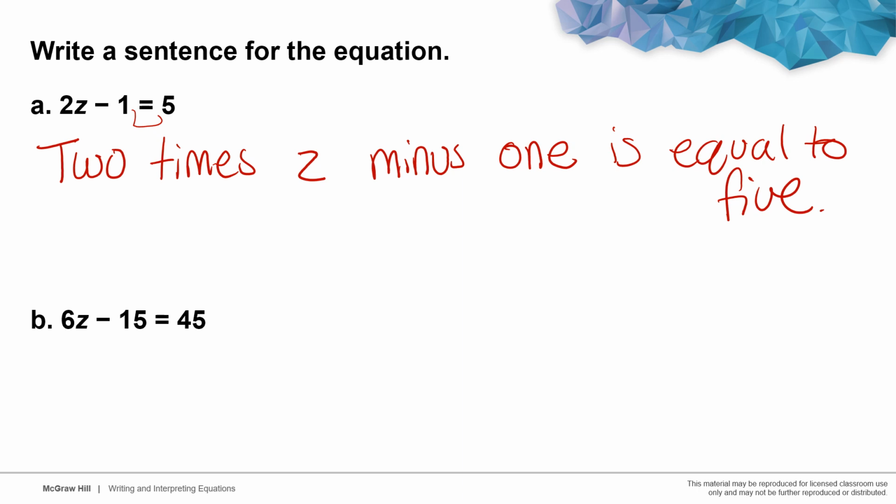All right, I want you to try the next one. So write your sentence. There will be multiple different ways you can do it, different answers. All right, someone tell me the sentence they wrote.